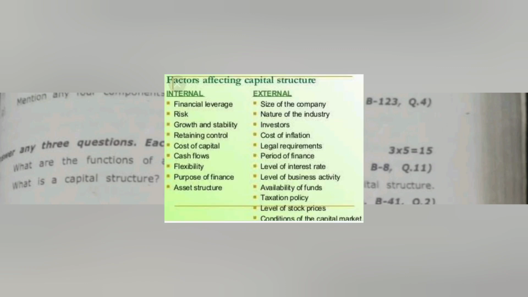So students, to know more in detail, there are various factors affecting capital structure in an internal and external way. So internal is the financial leverage, risk, growth, stability, how we retain control, what is our cost of capital, cash flow, flexibility, the purpose of the finance and asset structure, everything is internal. External is the size of the company, nature of the company, investor, cost of inflation, legal requirement, period of finance. So all that comes under the external. Okay, by this we have completed the capital structure. Explain the factors determining capital structure.